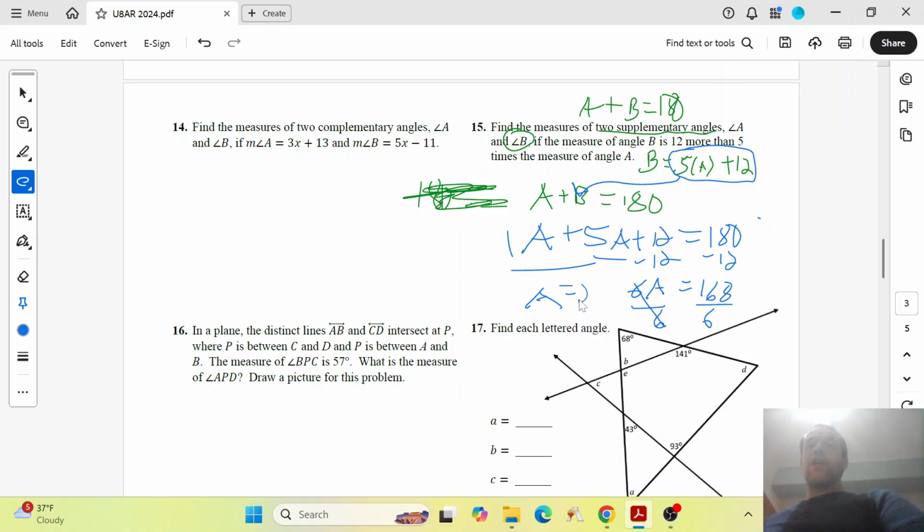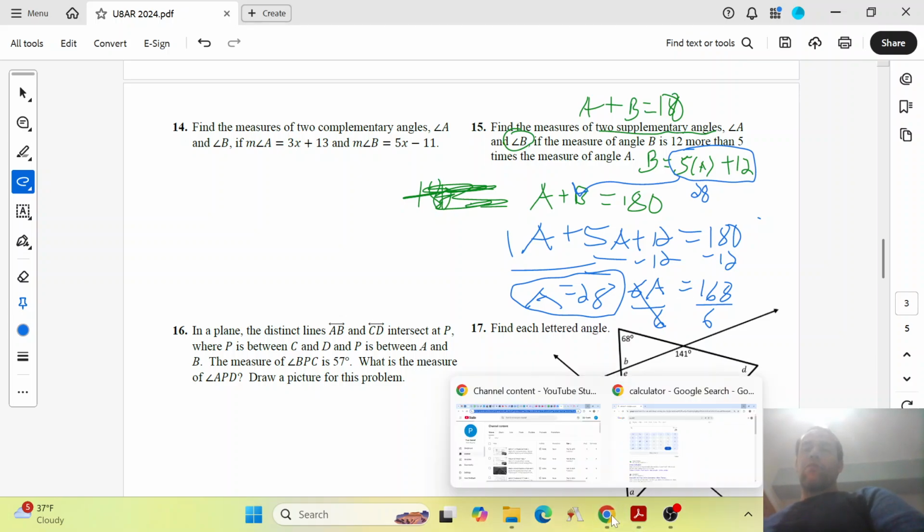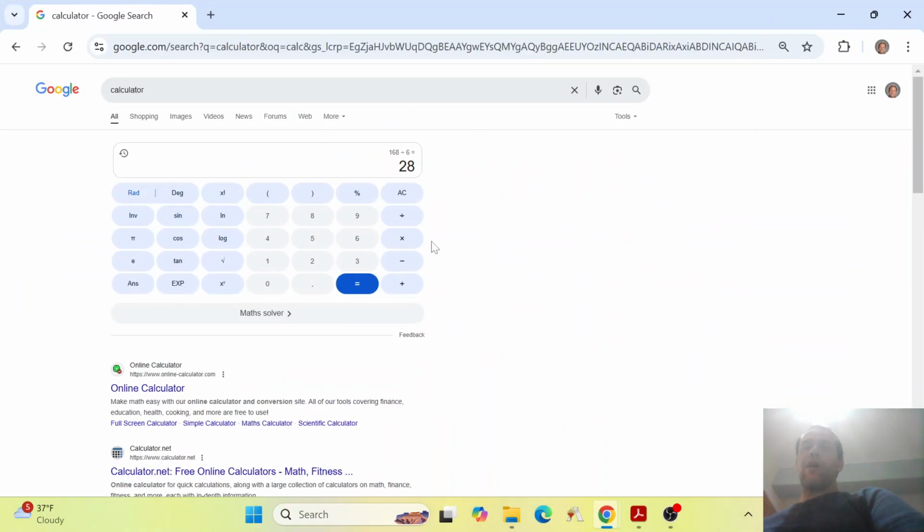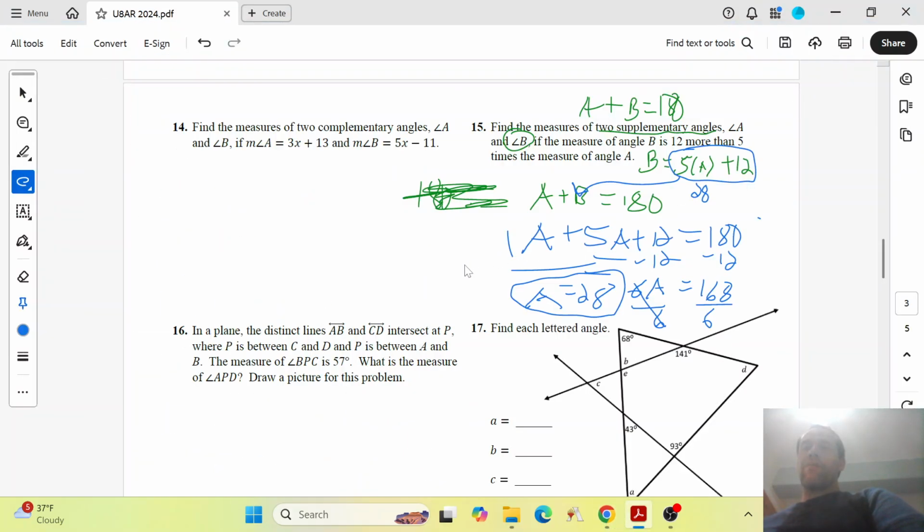Now that we know what angle A is, we can go ahead and find angle B. You could do it a few ways. You could plug it back in here and do 5 times 28 plus 12. That'll give us angle B. Or you could do 180 minus 28. More than one way to do it. So 5 times 28 plus 12 is 152. And so angle B is 152 degrees. Nice. And there we go, we found angle A and angle B.